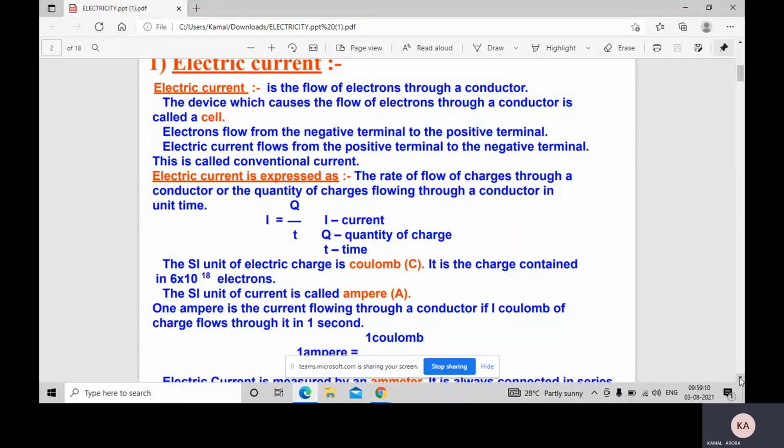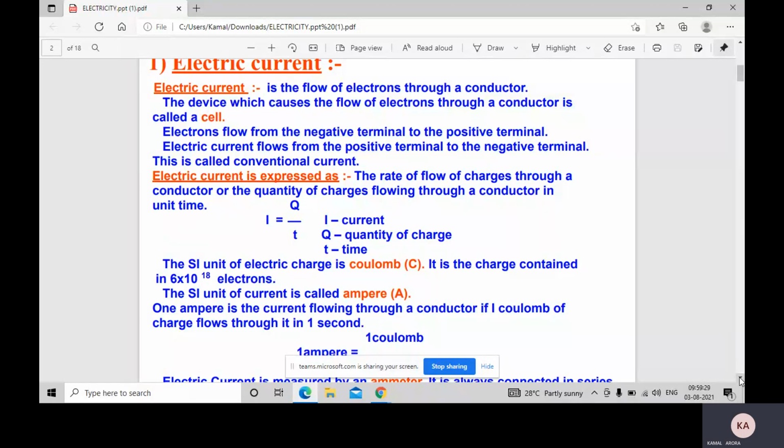Now come to the formula for electric current. As we know, the definition of current is flow of charge per unit time. So we are going to represent the charge by Q and time by T, and we will say I is current. So our mathematical formula is I is equal to Q upon T.